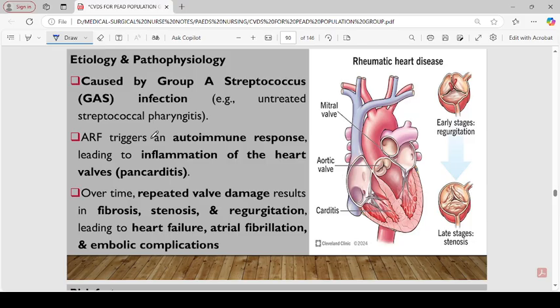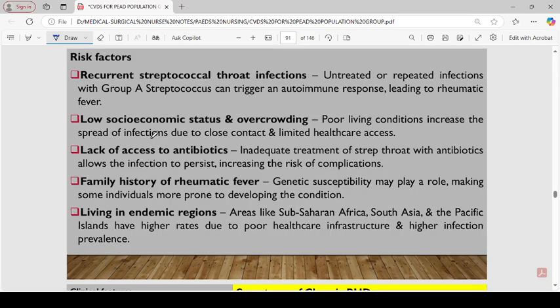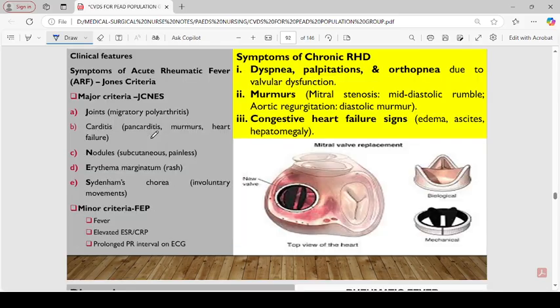So acute rheumatic fever triggers an autoimmune response leading to inflammation of the heart valves, that is the carditis. So over time, repeated valve damage results in fibrosis, stenosis, and regurgitation, leading to heart failure, atrial fibrillation, and embolic complications. Risk factors include recurrent streptococcal infections, low socioeconomic status and overcrowding, lack of access to antibiotics, family history of rheumatic fever, and living in endemic areas like sub-Saharan Africa, South Asia, and the Pacific Islands, which have higher rates due to poor healthcare infrastructure and higher infection prevalence.